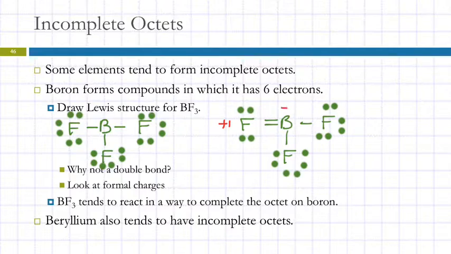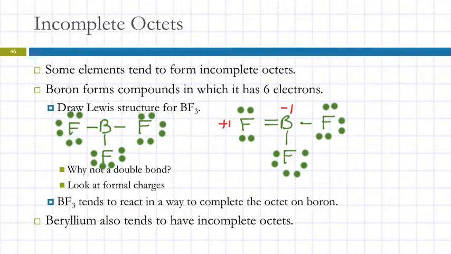-1. This is better. Lower formal charges. And here we have the negative formal charge on the less electronegative element, so that's also bad. So this is not a good one. Now this will tend to react in such a way that it completes the octet on the boron. But this is a very valid Lewis structure.